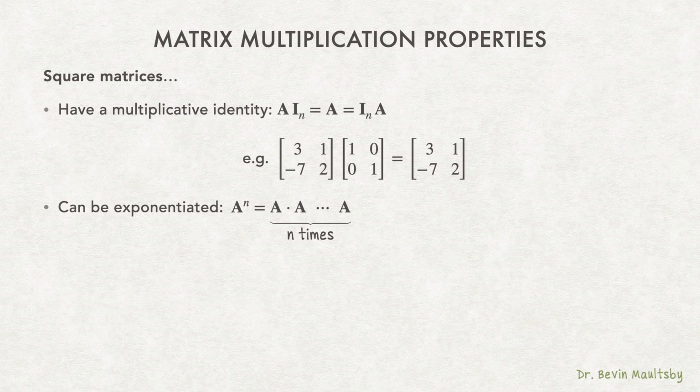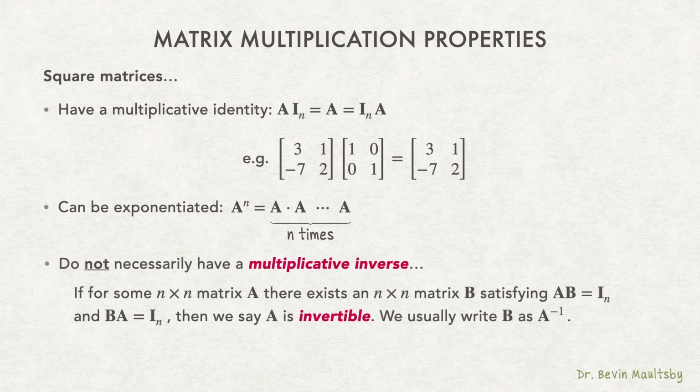We would call that matrix exponentiation. So the square matrix A raised to the nth power, you want to think of that as A times itself n times. While square matrices have a multiplicative identity, they do not necessarily have a multiplicative inverse. So what I mean by multiplicative inverse, if we look at just numbers, the multiplicative inverse of the number 4 is the number 1/4. And on the other hand, the multiplicative inverse of 1/4 is 4.